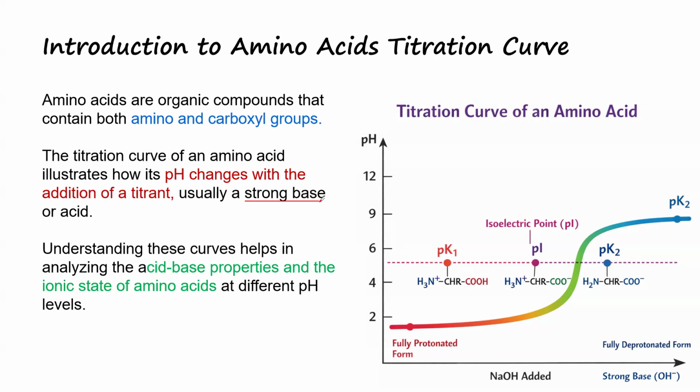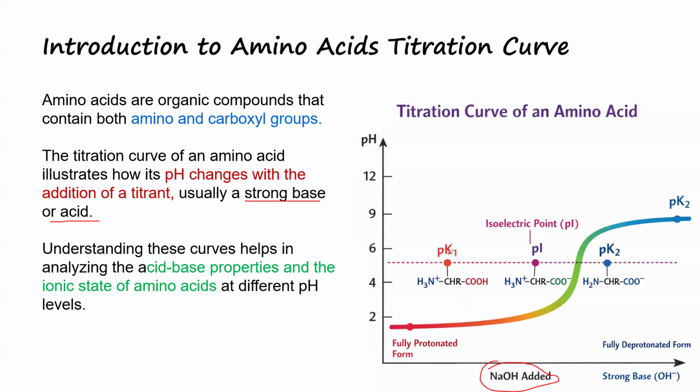So when you say titrant, it means what you have in your burette. So it is called a titrant. So a titration curve of an amino acid is trying to illustrate how its pH changes with the addition of a titrant. And as you can see here, this is sodium hydroxide added. So as you can see, this is a titration curve of an amino acid where we have pK1 and we have pK2. And of course, we have pI, which is known as the isoelectric point.